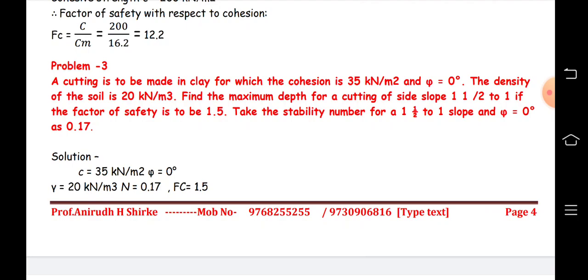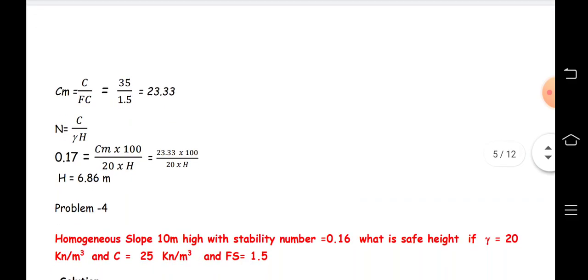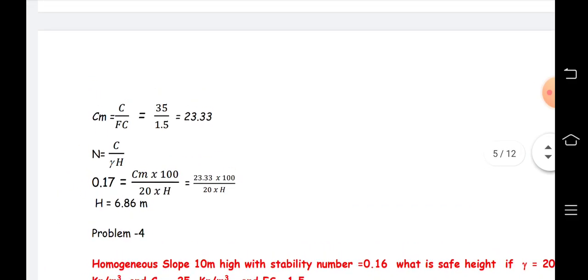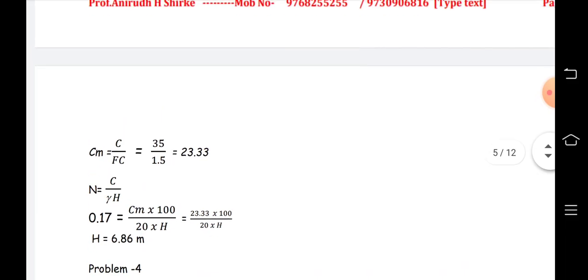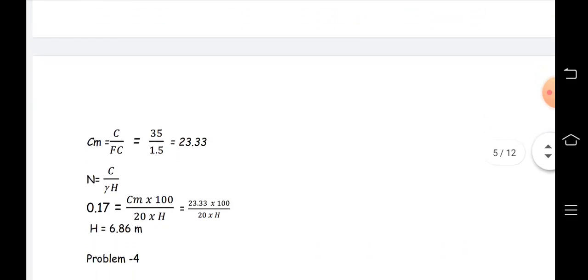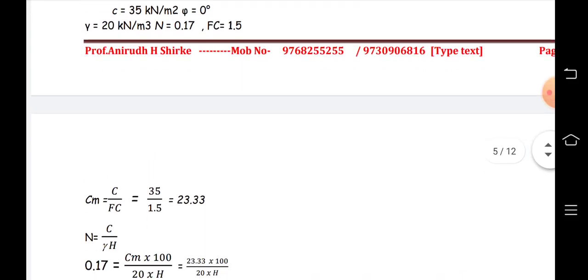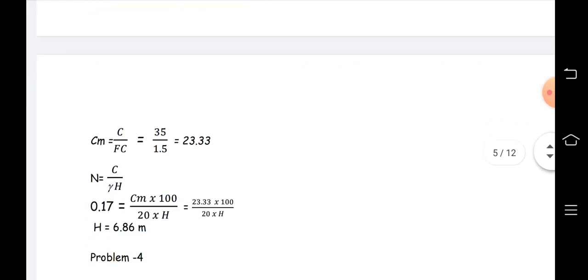Find the maximum depth for a cutting side slope of 1:1.5 to 1 if the factor of safety is 1.5, and take the stability number for 1:1.5 slope and phi equal to 0 as 0.17. Okay, so we have to use the simple formula. We know the formula. What we have to calculate is the height of the slope.